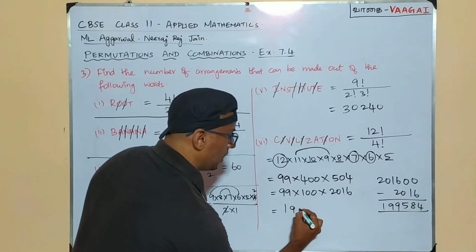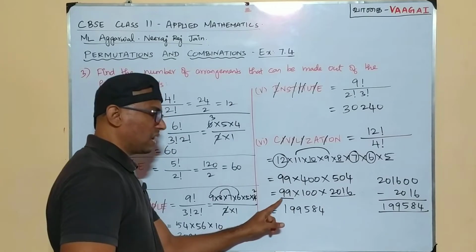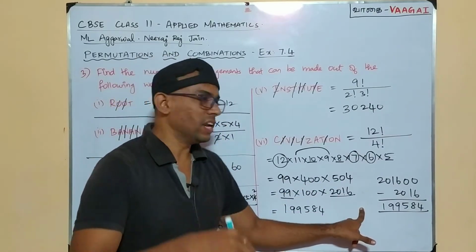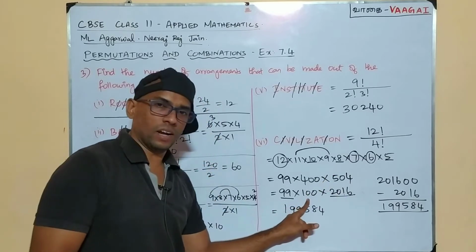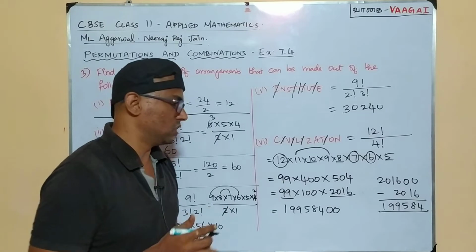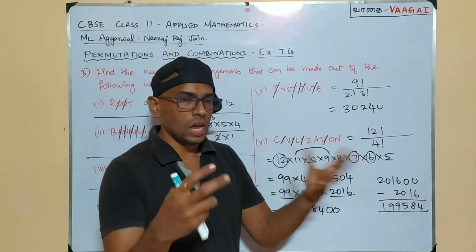So 199584 is the answer when you multiply 99 into 2016. But again, we need to multiply this product by another 100. That means attach 2 more zeros here. That's it, finished, and this will be the answer. I hope the process we carried out here to solve the answer is clear to you.